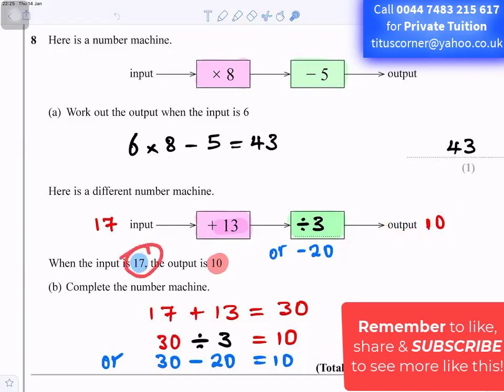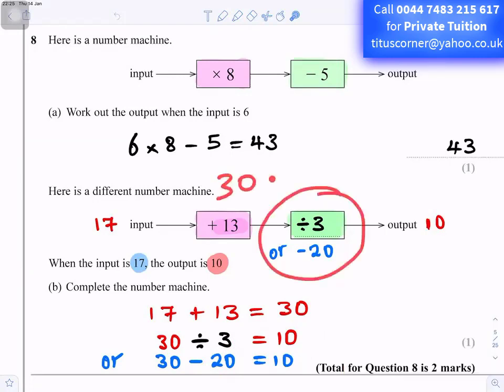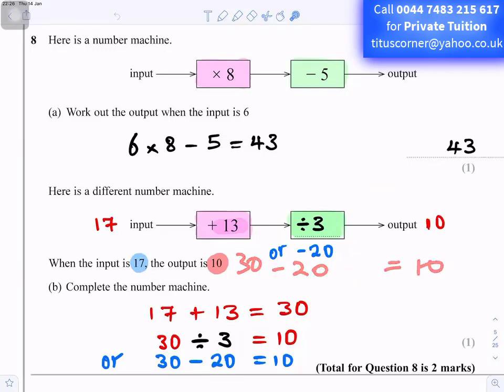So the input is 17, the output is 10. So 17 plus 13 gives you 30. And how do you get from 30 to 10? To get from 30 to 10, you can either divide by 3 to get 10, or you minus 20 to get 10. So in this box, you can either do 30 divided by 3 to get 10, or you do 30 minus 20 to get 10. So that box could be divided by 3 or minus 20.